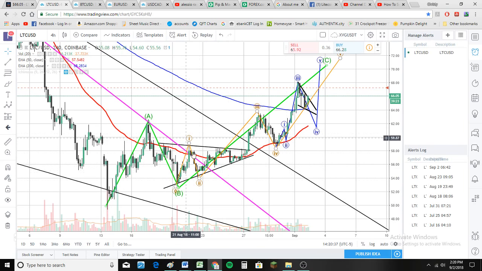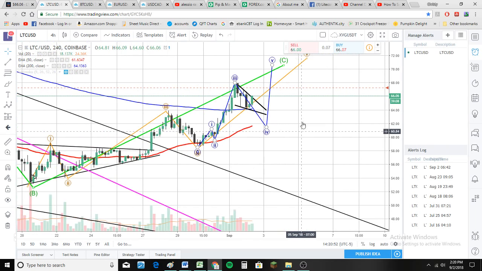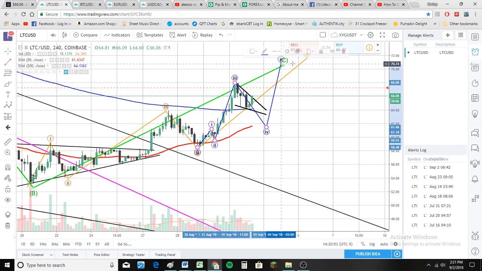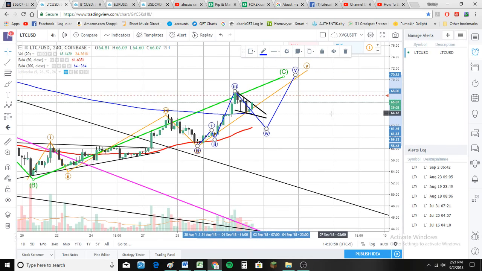We got 1, 2, 3, which is always the biggest wave, and there can be 5 waves in 3, and so that's why you can count the subwaves here. There's 3, this is 4, and this is 5 we're putting in. Now 5 also is going to have 5 waves. And so what we do is we're going to count the 5 waves within that 5th wave that we're making currently right now in Litecoin.